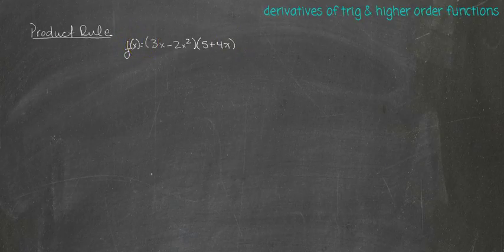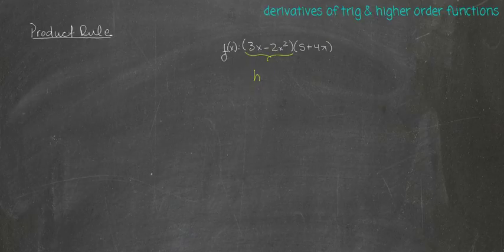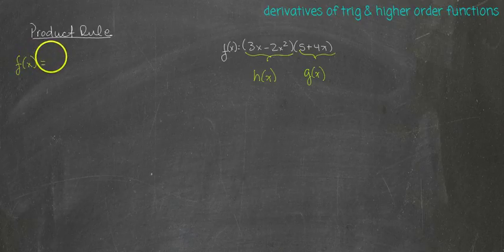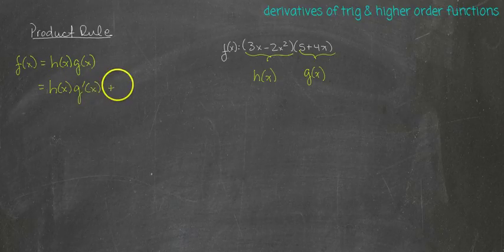The product rule says that for a function that is a product, and in this case it is, let's say we have an h of x, and we have a g of x. If f of x equals h of x times g of x, then the rule to find the derivative is to take the first, h of x, and multiply it by the derivative of the second, and then add the second multiplied by the derivative of the first.